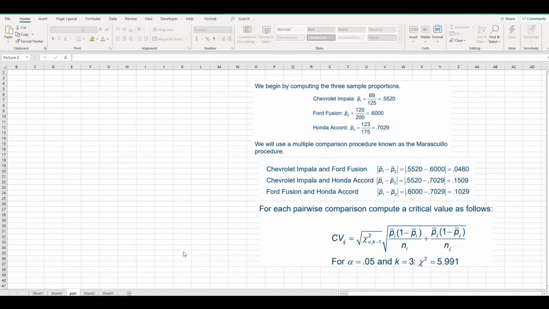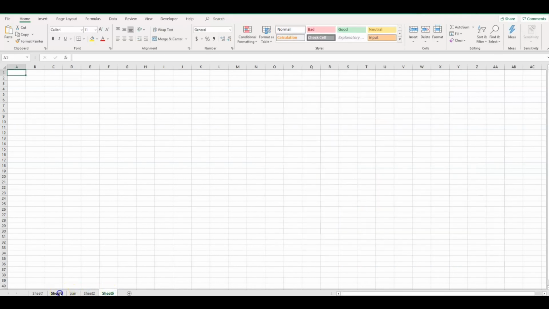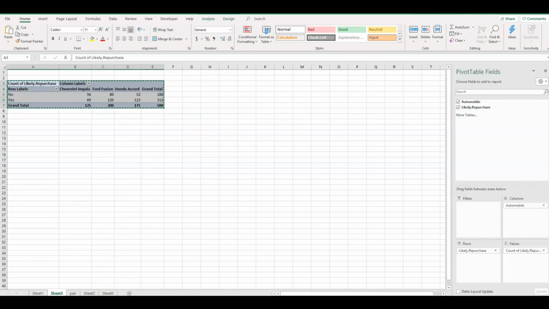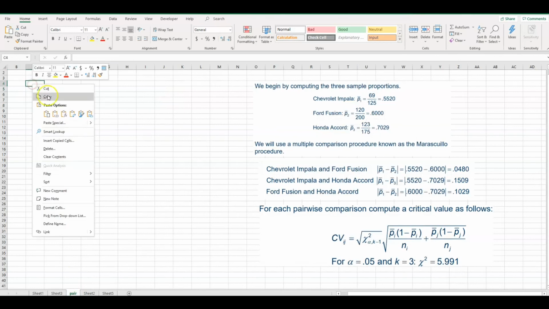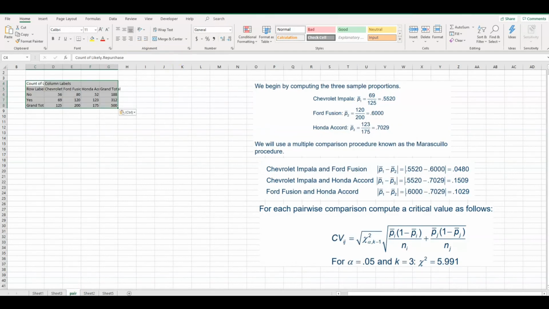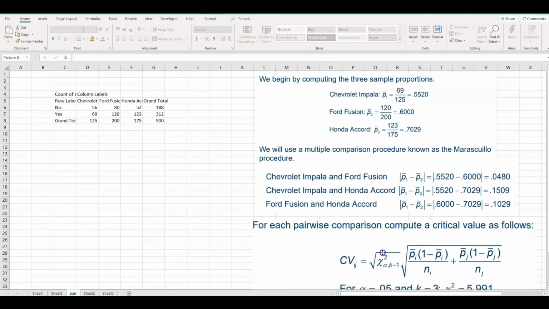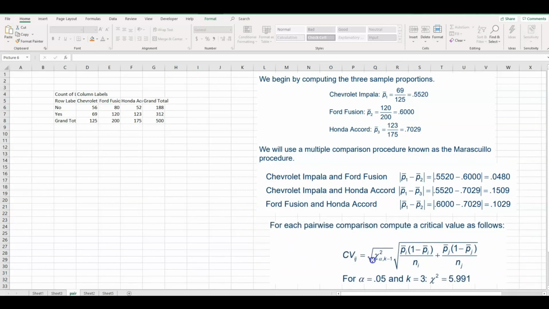Now let's look at 2 cars, 2 brands, to see whether they are equal or not. Let's go back to our pivot table and get this value. We highlight, copy, and paste as value. I'm going to make it a little bigger. So let's look at P1. P1 is 65 over total.